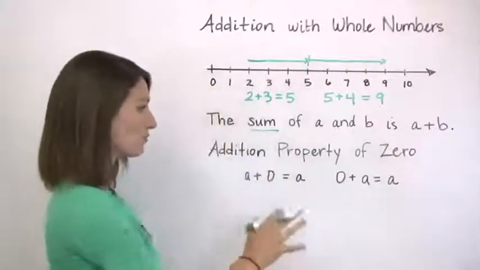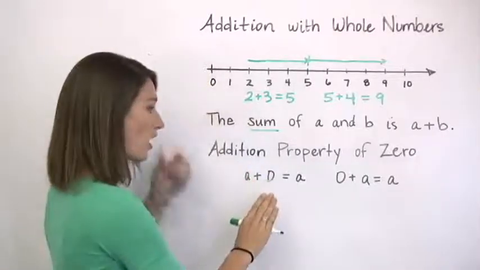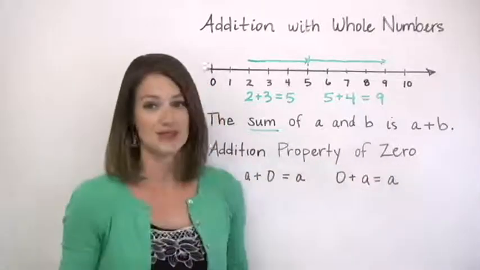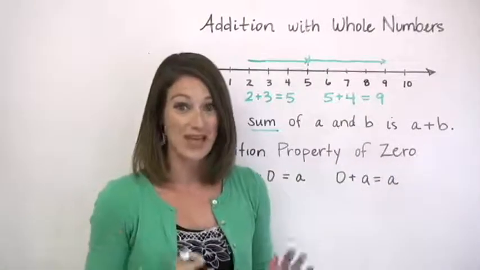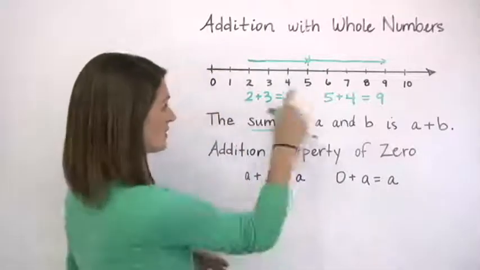Now, one other thing before we go through and work some examples, I wanted to talk about this first property, and it's called the addition property of 0. Now this means that when you add 0 to any number, you get that number. So let's visualize it on the number line.